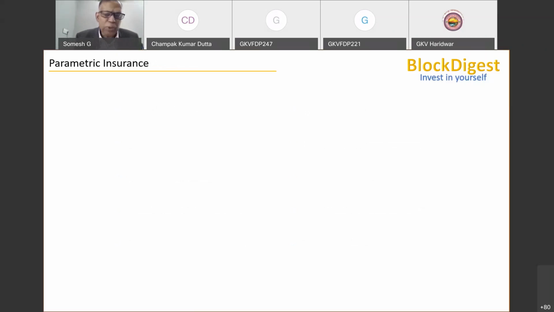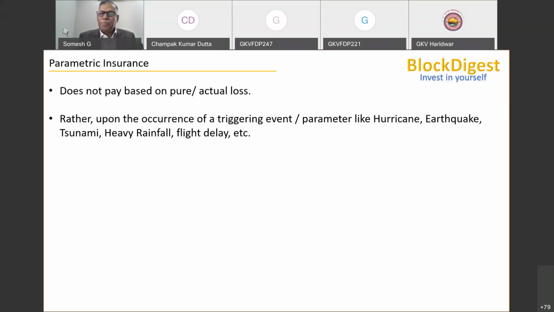Moving on to a couple of use cases in insurance. There is a new and emerging field in insurance that I took today for explaining insurance use cases. There's something called parametric insurance. Parametric insurance is a payment that is not based on actual loss or pure loss. It's based on occurrence of a triggering event or a parameter.